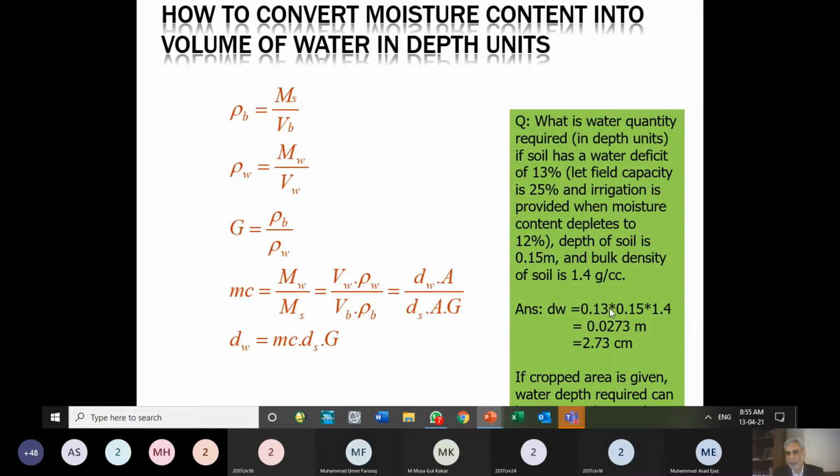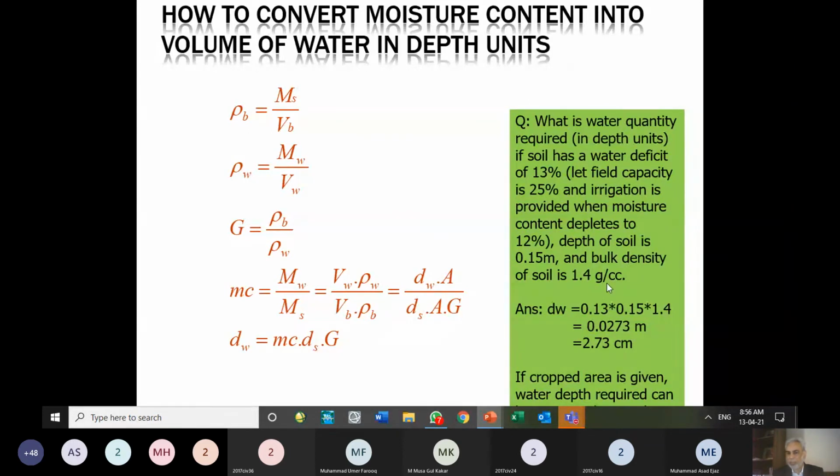13% is 13 divided by 100, multiplied by the depth of the soil, multiplied by the G value, the specific gravity value. You see in this formula, moisture content has no units, G has no unit, only depth of the soil has a unit. So the depth of water will have the same unit as the depth of soil. If the soil depth is written in meters, the answer will be in meters. Multiplying these three things, we get 0.027 meter depth of water required, which is equivalent to 2.7 centimeter. Close to 1 inch of water is required to fulfill this 13% water deficit in 6 inch of soil having a bulk density of 1.4.